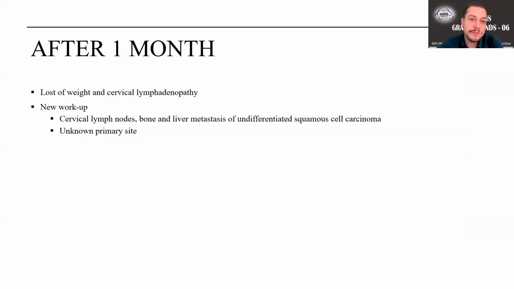Unfortunately, after 1 month, this patient started complaining of loss of weight and cervical lymphadenopathy. A new clinical workup was done, and we found cervical lymph nodes, bone, and liver metastasis of an undifferentiated squamous cell carcinoma from an unknown primary site. And this patient passed away 3 weeks later and donated his eye for research.